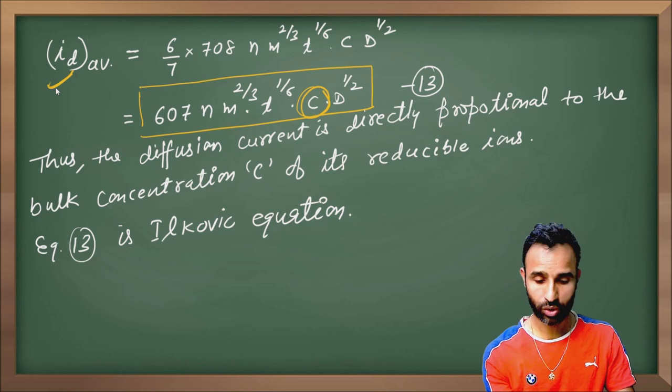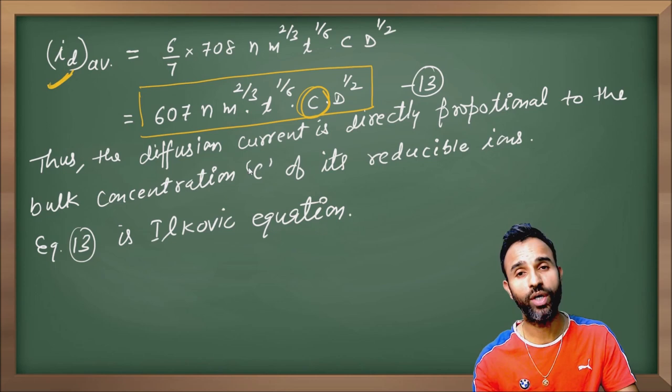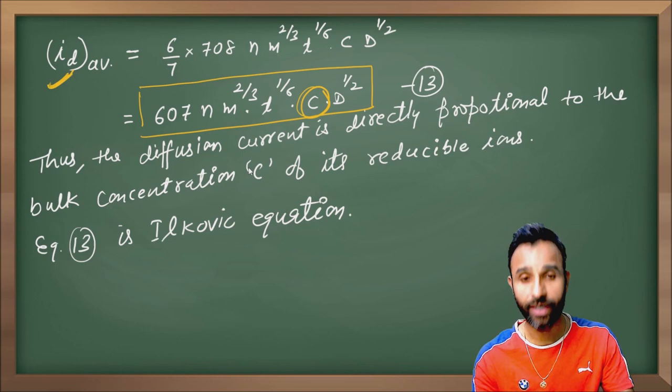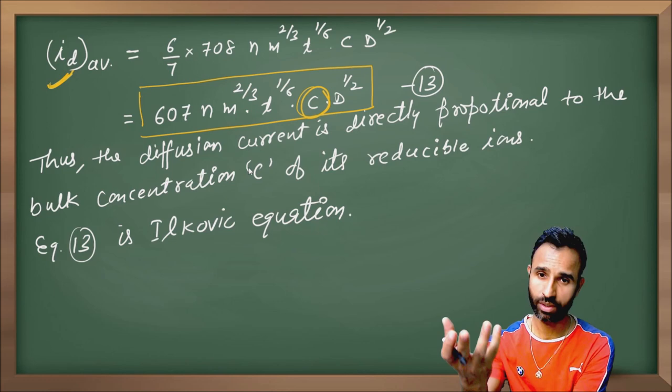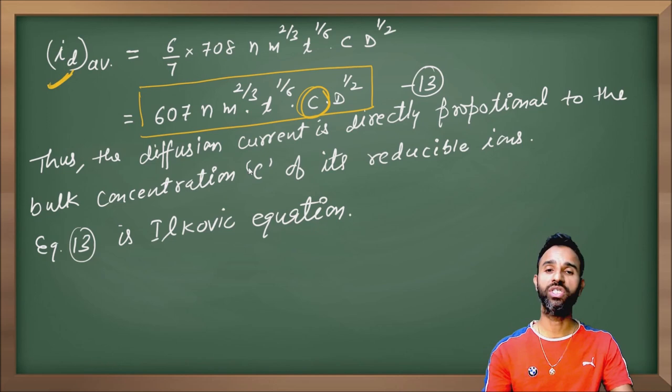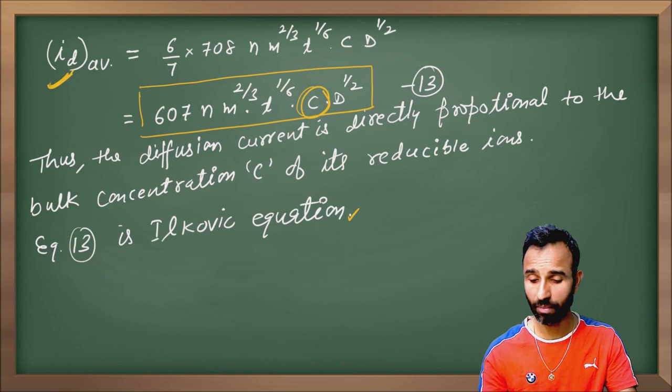Here Id is the diffusion current in microamperes, n is the number of electrons involved in the electrode reaction, m is the weight of mercury that is flowing via capillary in milligram per second, and t is the drop time in second, c is the concentration of the electroactive species or diffusible reducible ions in millimole per liter, and capital D is the diffusion coefficient in centimeter square per second. So that's all about this equation and why we use the diffusion current in microampere, that I will let you know.